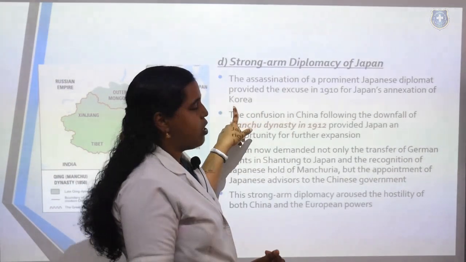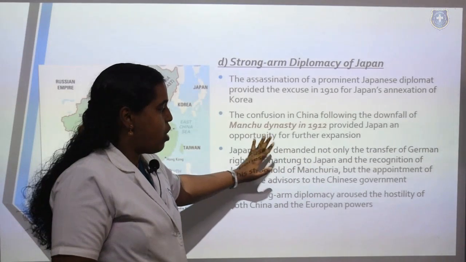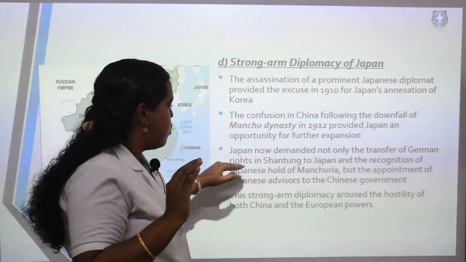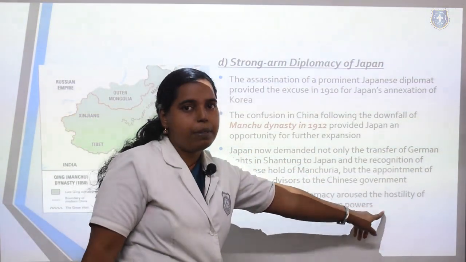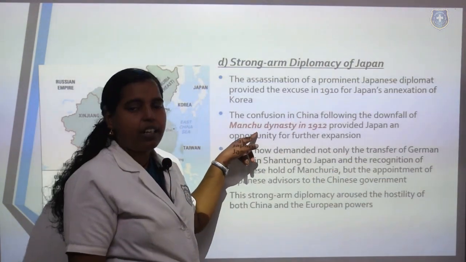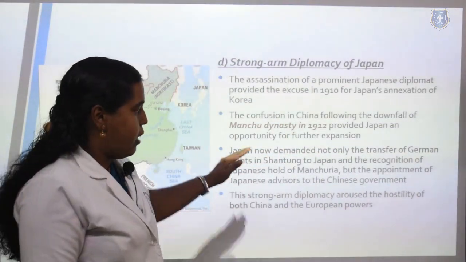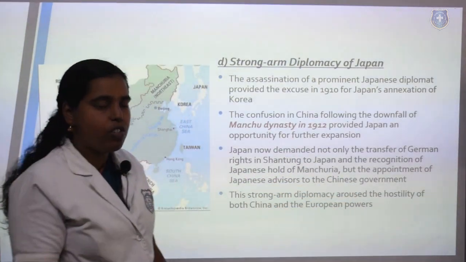That is the annexation of Korea. So he is going for the next thing. Japan now demanded not only the transfer of German rights in Shantung to Japan and the recognition of Japanese hold on Manchuria, but the appointment of Japanese advisors to the Chinese government. He is not only holding the German rights, he is even concentrating on the Chinese government also, because China was in great confusion with the fall of the Manchu dynasty. So he is taking that as an advantage, and he is keeping his hands in the Chinese government to take control of the power of China.